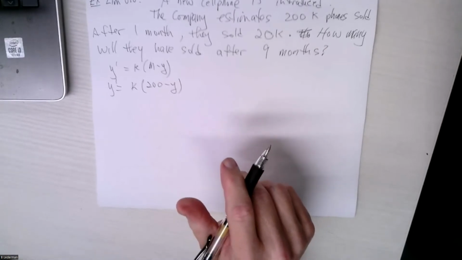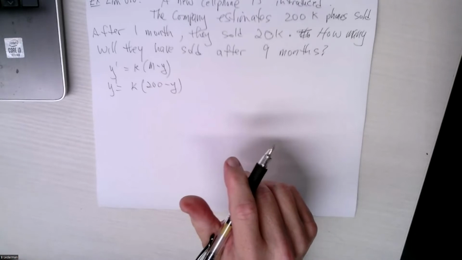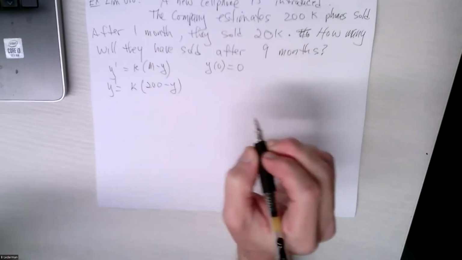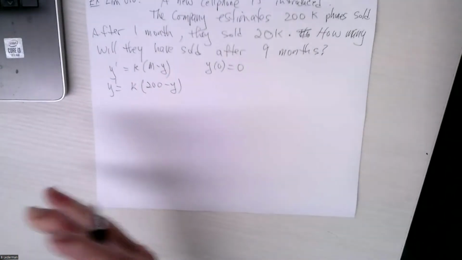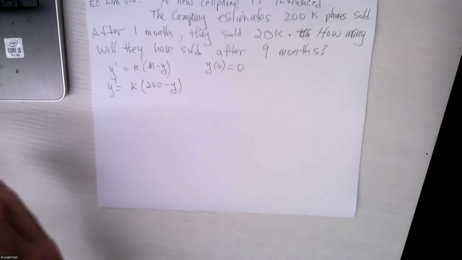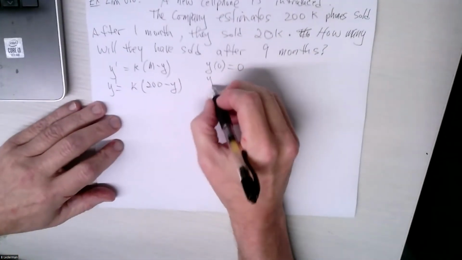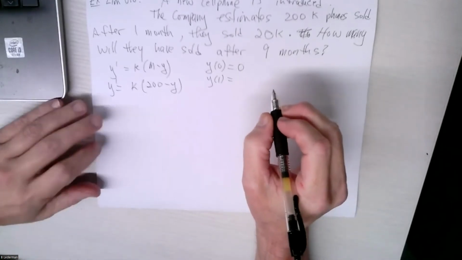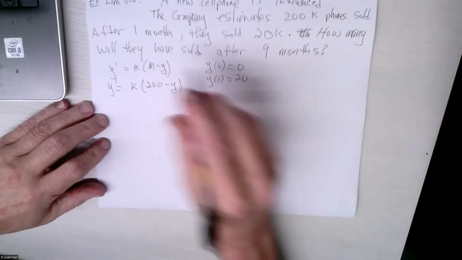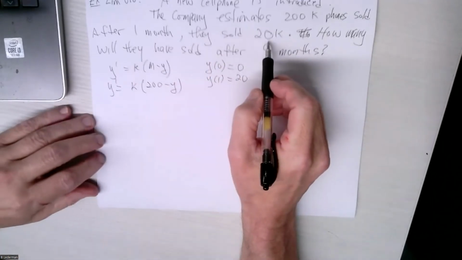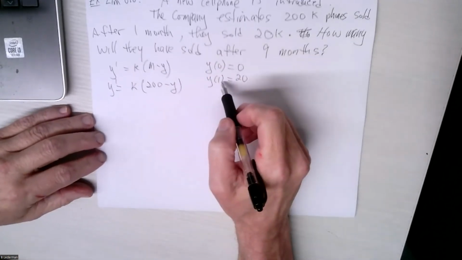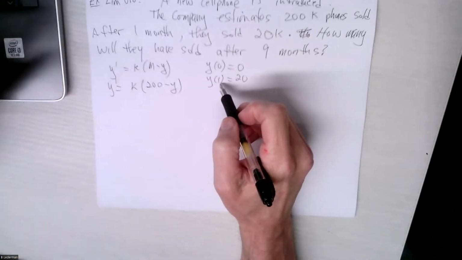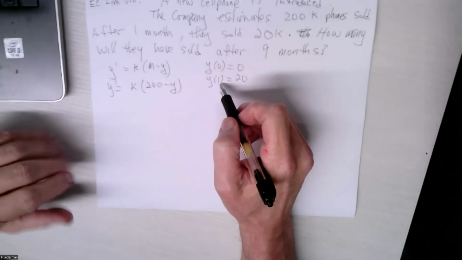And so it was a new phone. So y of 0 equals 0, because at the beginning no phones were sold yet. We also know that y of 1 equals 20, because after 1 month, they sold 20,000 phones. Now notice I'm putting time in months. Usually we put time in years, but this example is just going to keep it in months.